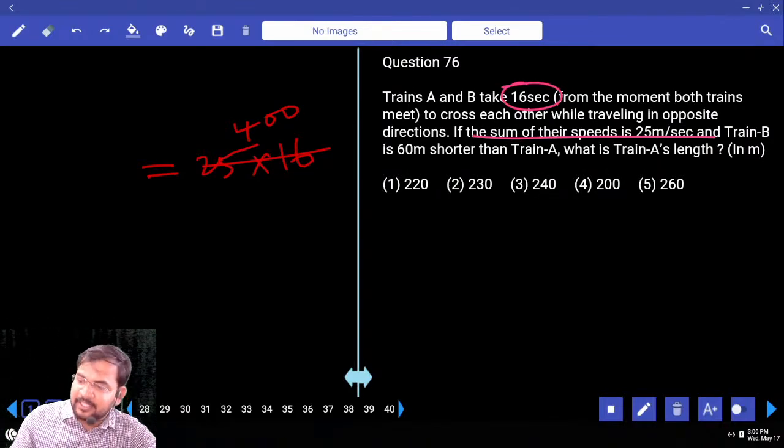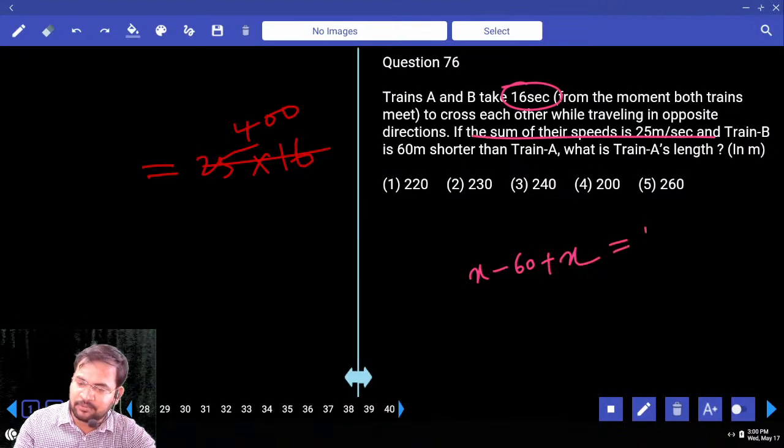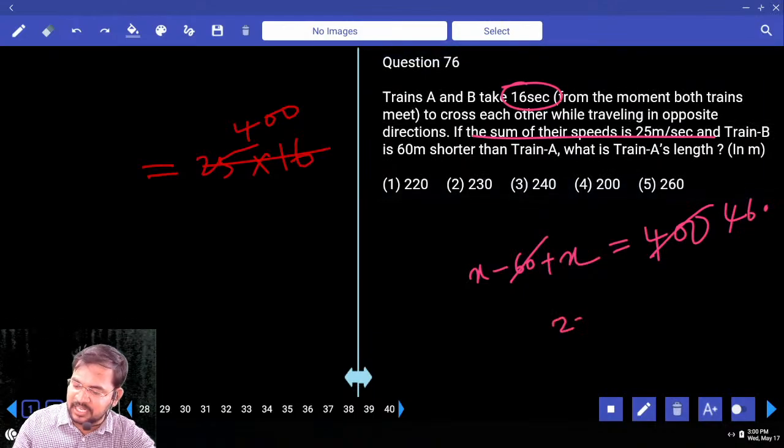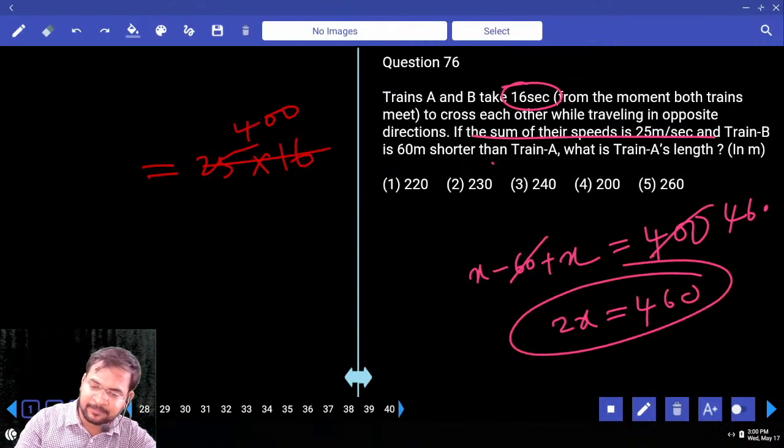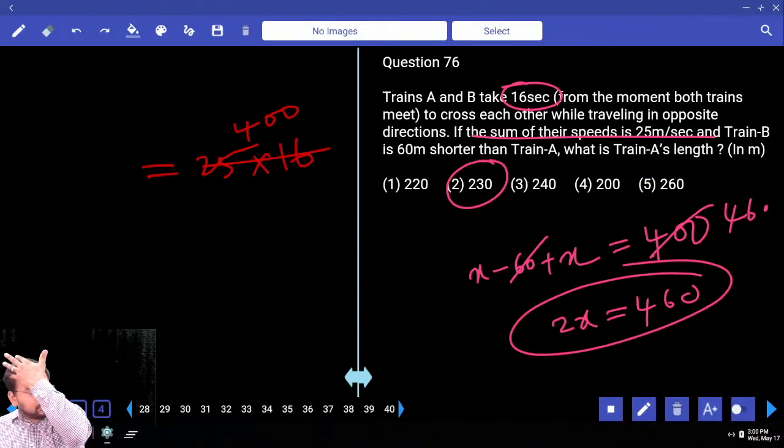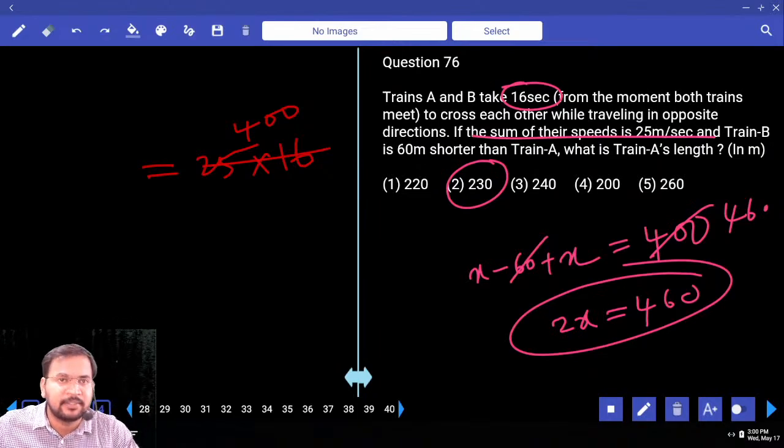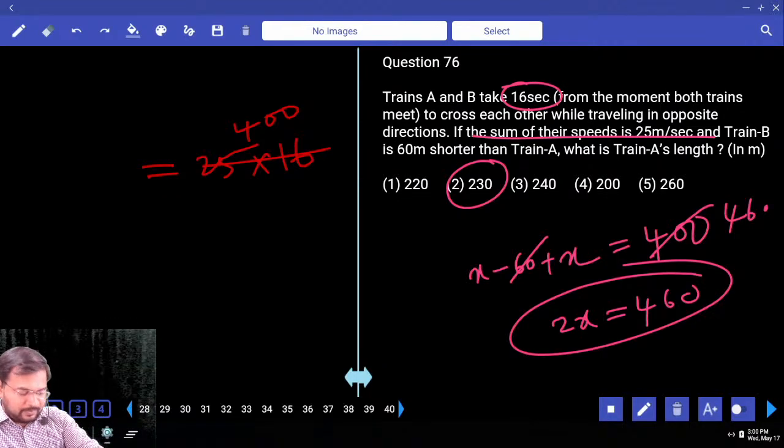Now look here. Train B is 60 meters shorter than train A. Train A is x. Train B is 60 meters shorter, so x minus 60. Together it is 400. This 60 comes to this side: 460. 2x is equal to 460. They are asking train A's length, and train A length is x. The two trains' lengths total 400, with train B 60 meters shorter than train A. So 2x is equal to 460, x is equal to 230.